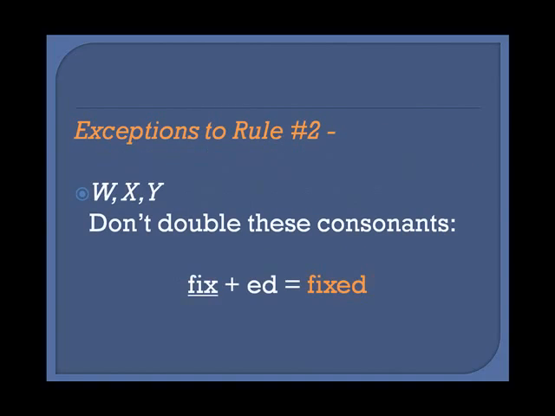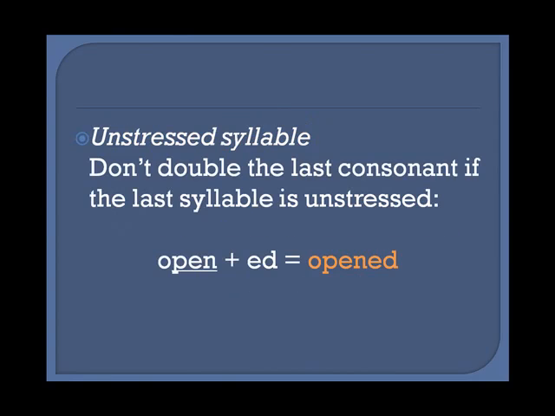There are a couple of exceptions to rule number 2. First, don't double the consonants W, X, Y. For example, in fixed, we only write one X. The second exception is with unstressed syllables. Don't double the last consonant if the last syllable is unstressed. For example, in open, the stress is on the first syllable, so you do not double the N.